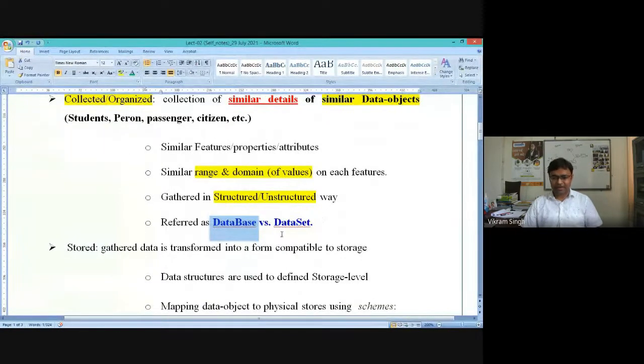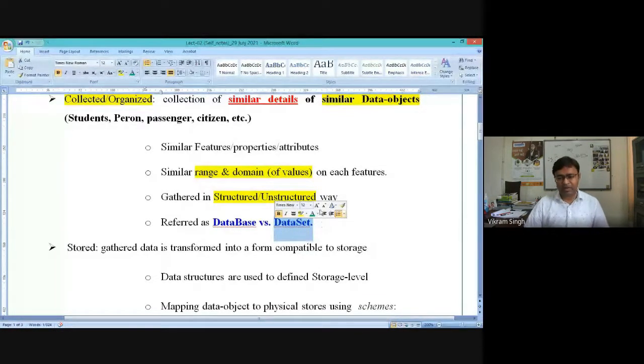And database and data sets are somehow equivalent terms. The difference is only in this part, that for structured data collection, we often use the term database, and whenever we say it is an unstructured type of data which we have collected, it is referred to as a data set, right? Because it is having some sort of features, some sort of values which are not structured in nature. That's why it is called a data set, something like that, right?